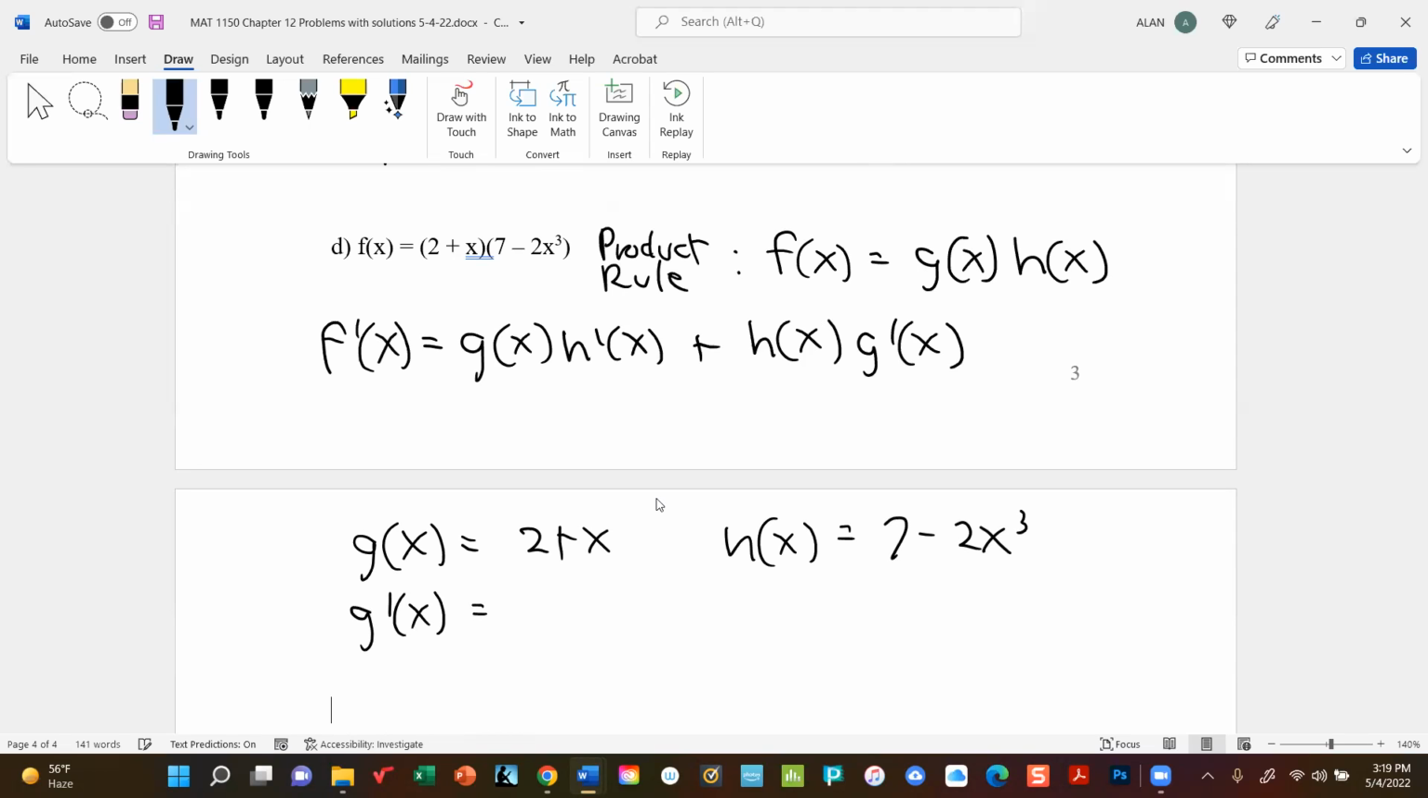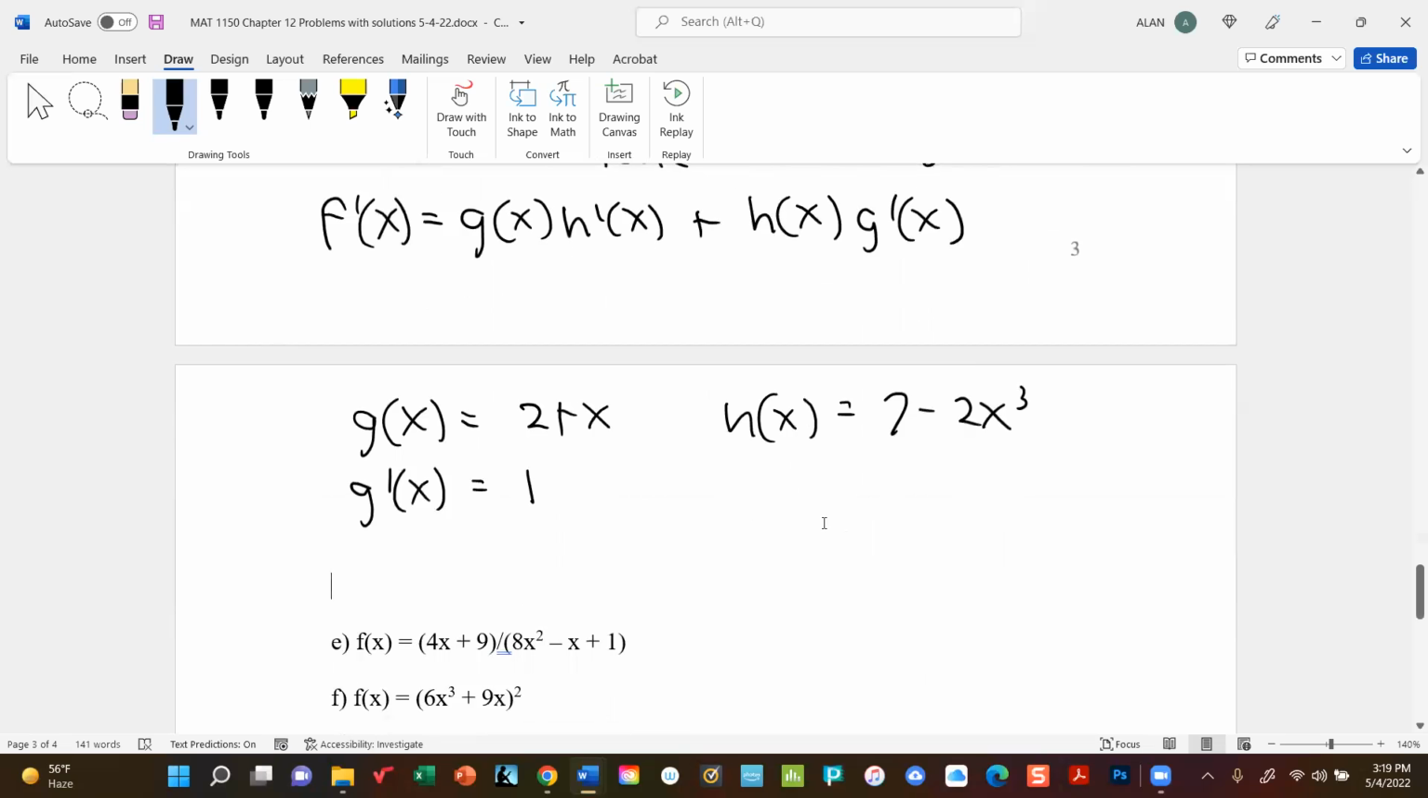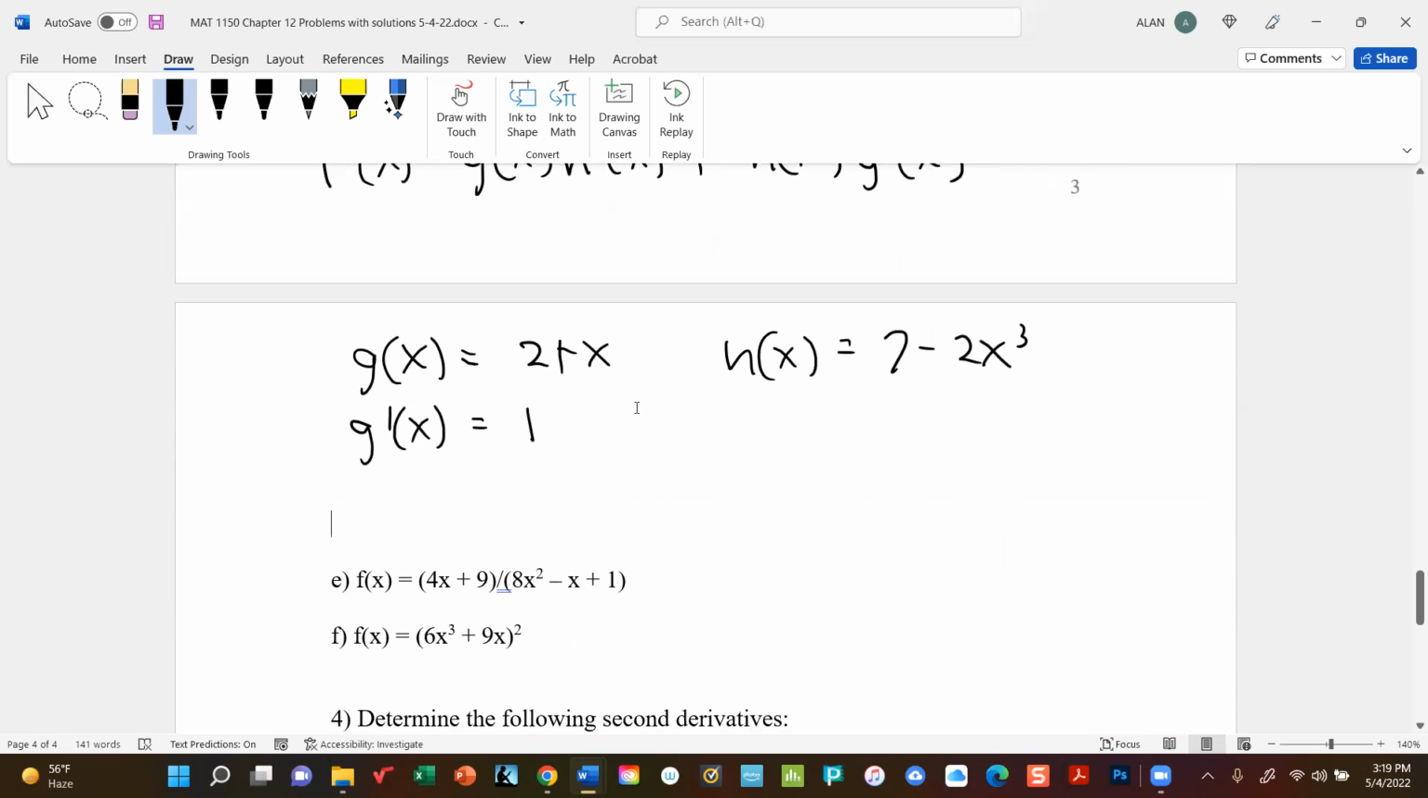Now, here we're just going to wind up with 1. The derivative of x by itself is just 1, based on the power function rule. Okay, just remember that. When you see the derivative, these are the two simplest cases. A constant has a derivative of 0, and just plain old x by itself has a derivative of 1.